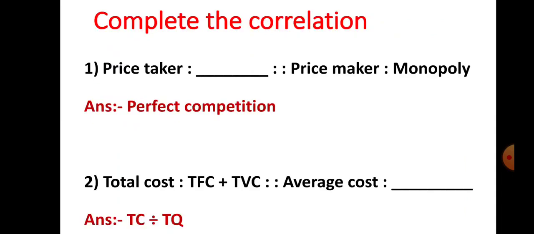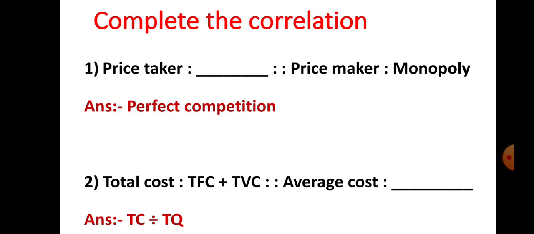Now let us see next objective type question, that is complete the correlation. Here first example they given price taker dash, price maker monopoly. All of you know in monopoly market, monopolist is the price maker. So price taker, that is a feature, comes in which form of market, that you have to find out. In perfect competition, price is determined by total market demand and total market supply. So whatever price exists in the market, all buyers and sellers should accept that uniform price. So all buyers and sellers are price takers. So here correct answer is price taker, perfect competition.